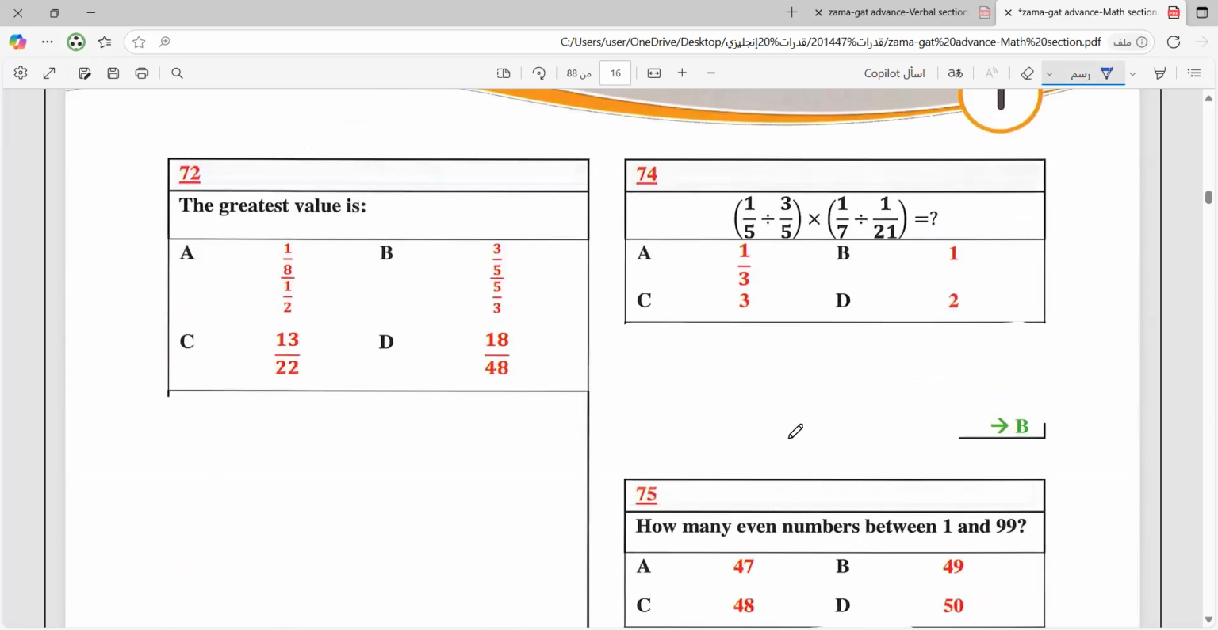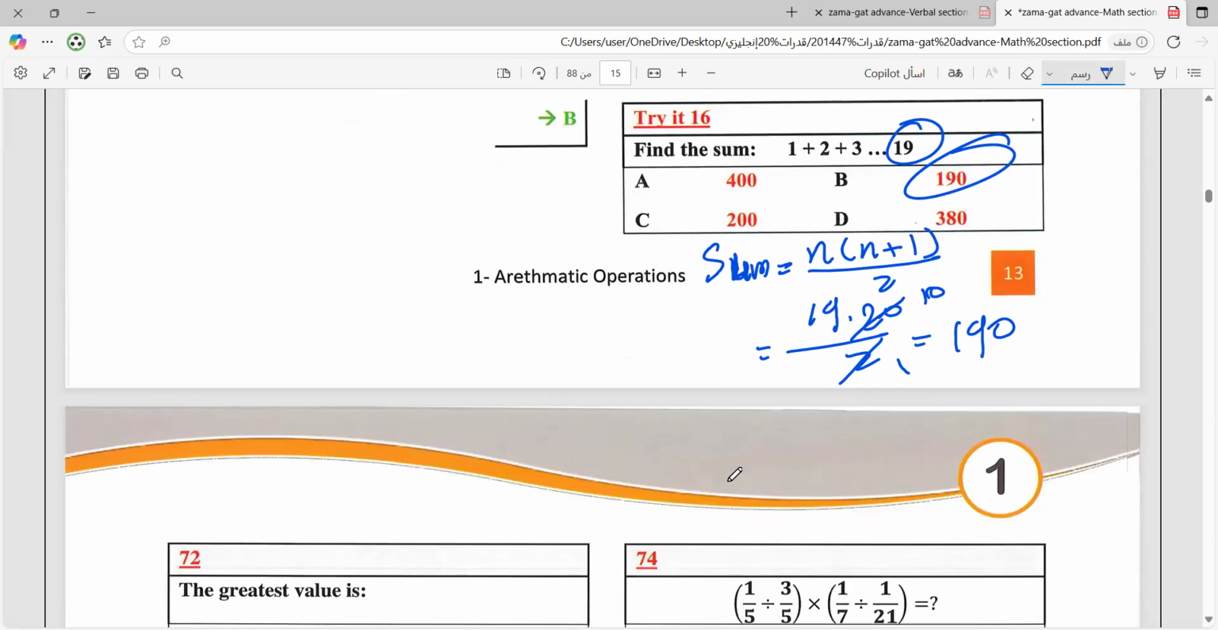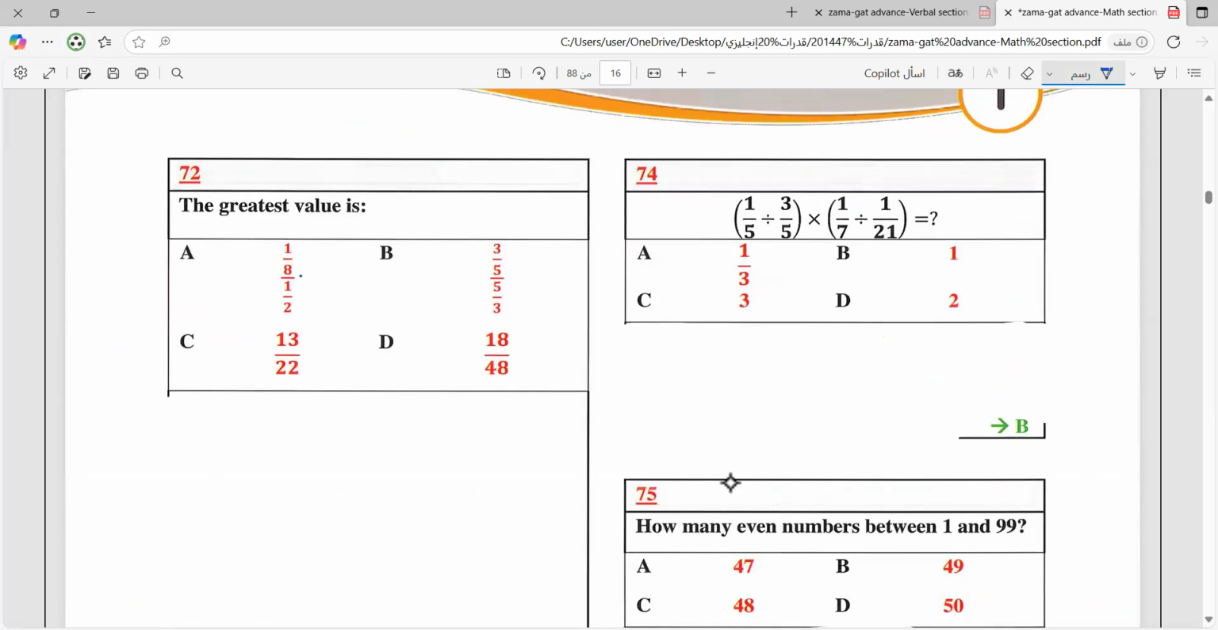Okay, number 72. The greatest value. Which one is the greatest value, my student? Wait, first, what was the answer for the one above? I just need the answer. It is 190. Okay, 190. Okay, number 70. Yeah, okay, you can move on.